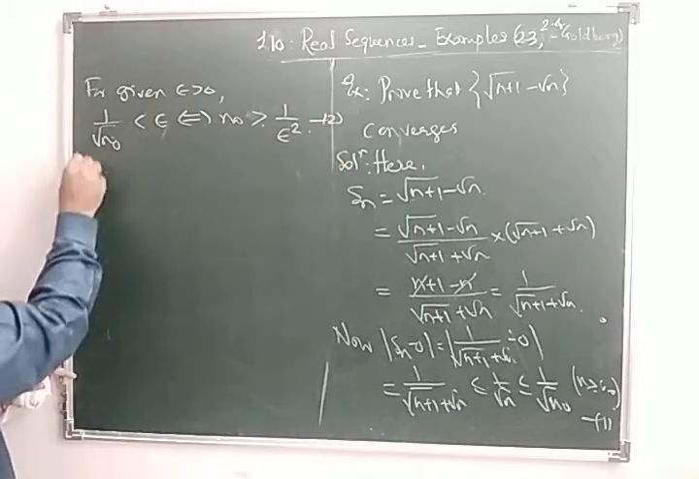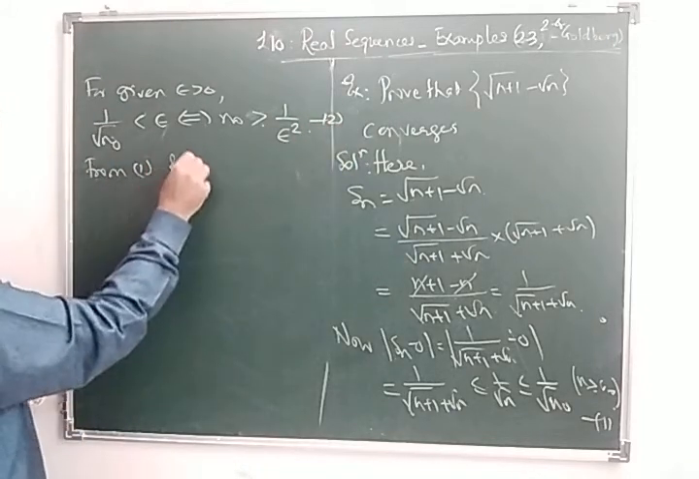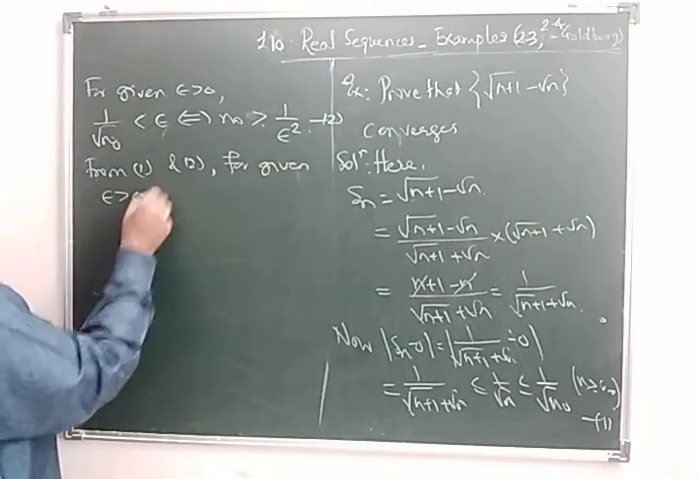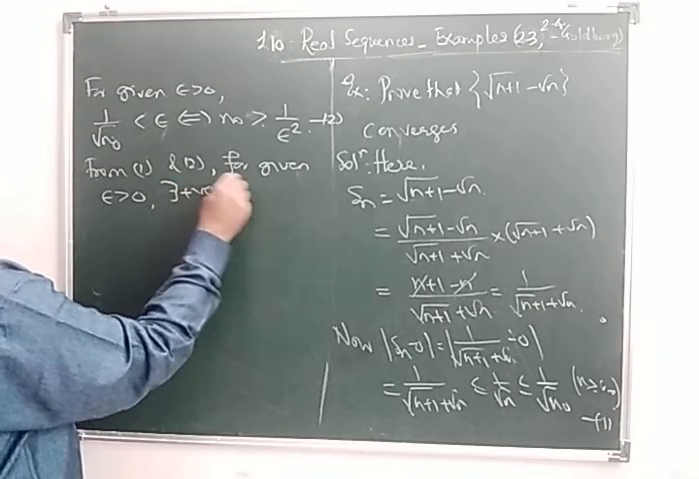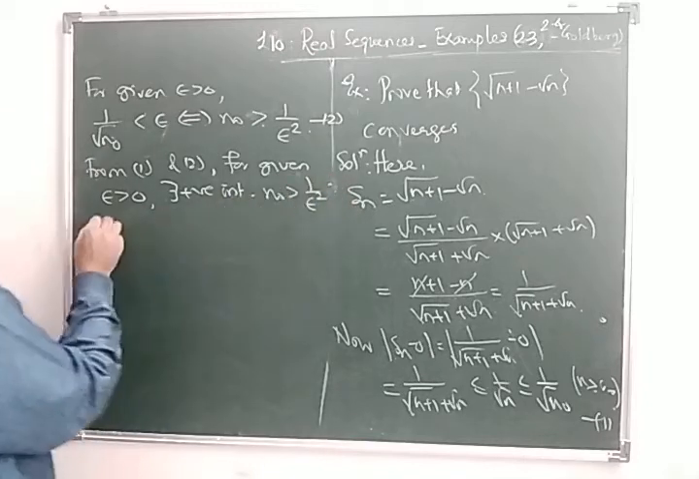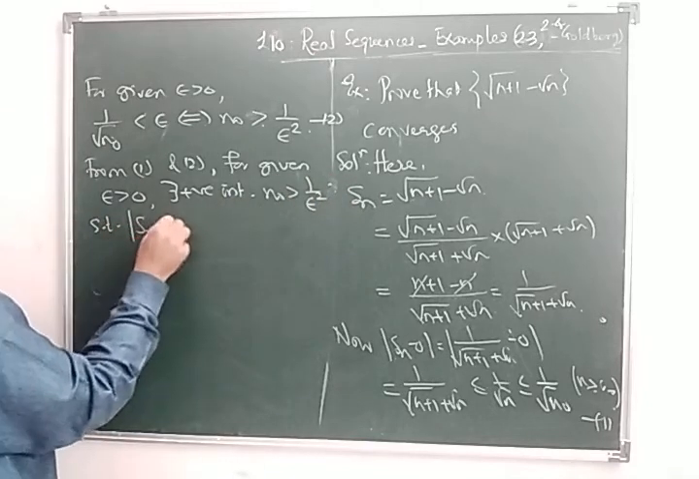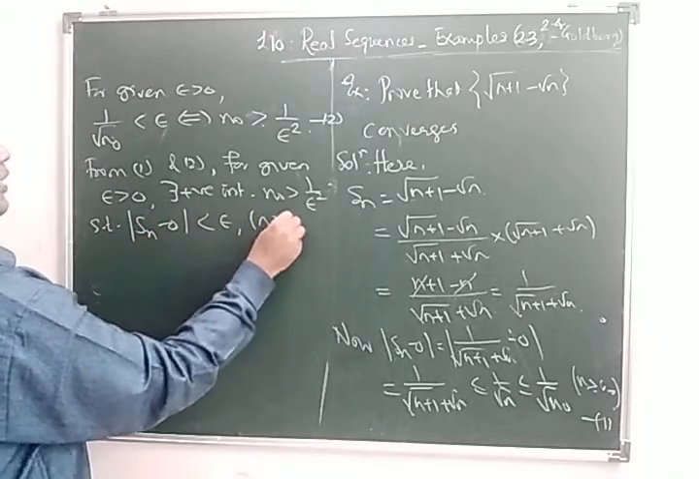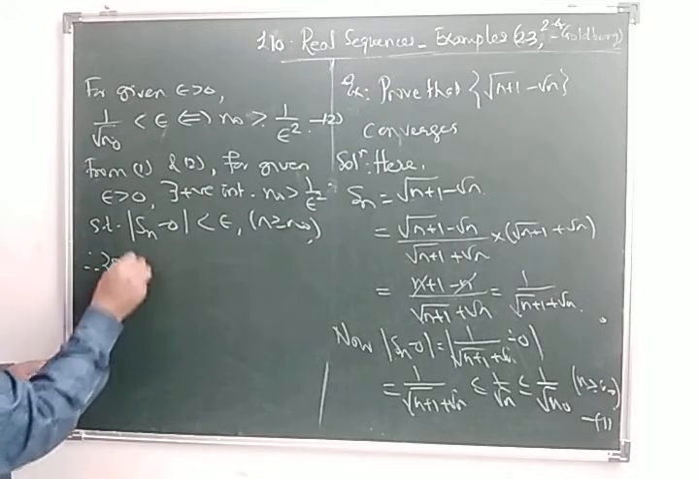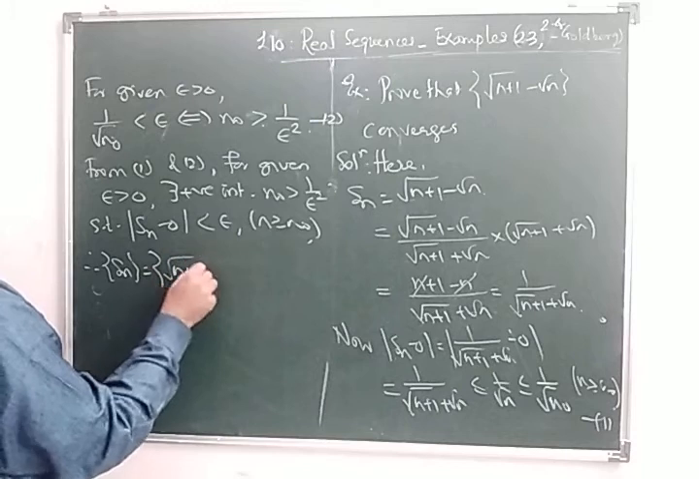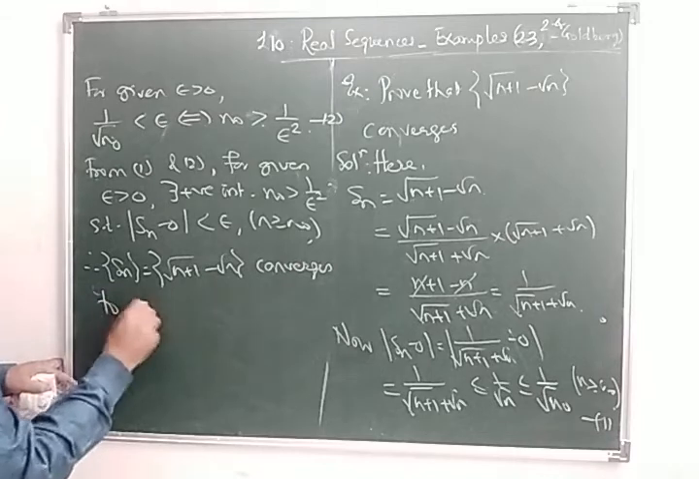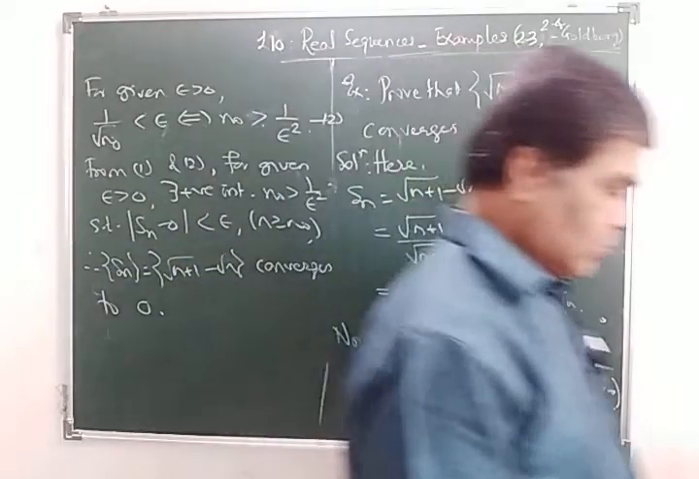So from 1 and 2, for given epsilon greater than 0, there exists a positive integer n naught greater than 1 upon epsilon square such that mod of Sn minus 0 is less than epsilon for any n greater equal n naught. And therefore Sn, the sequence root of n plus 1 minus root n, converges to 0. This sequence converges to 0.